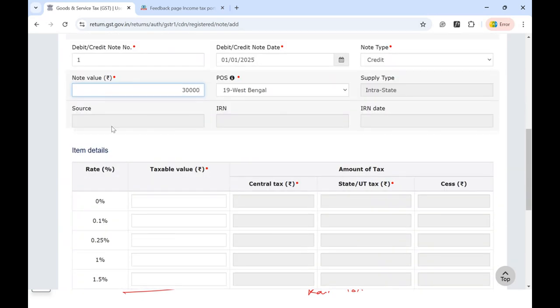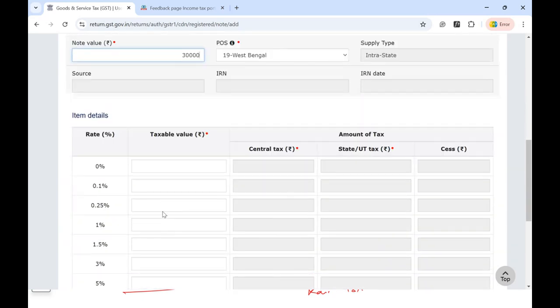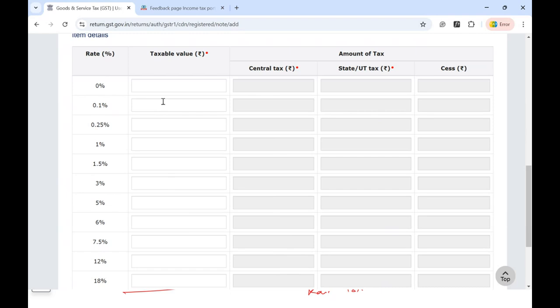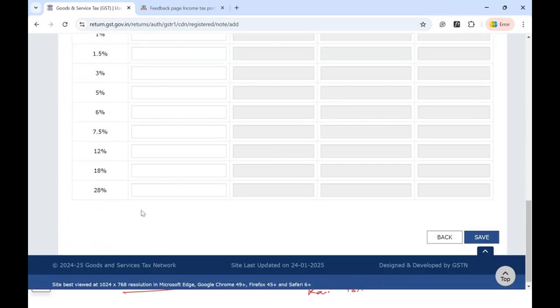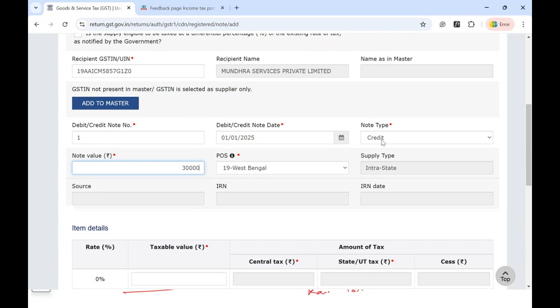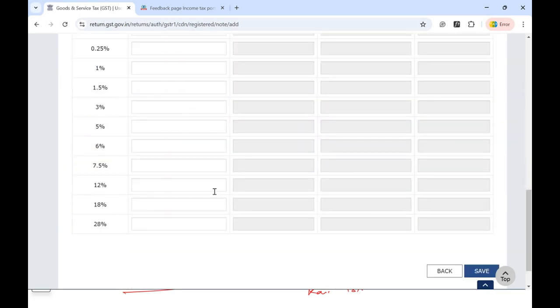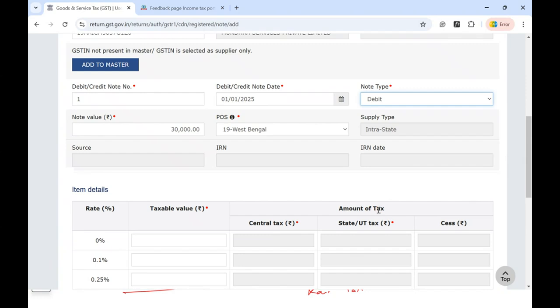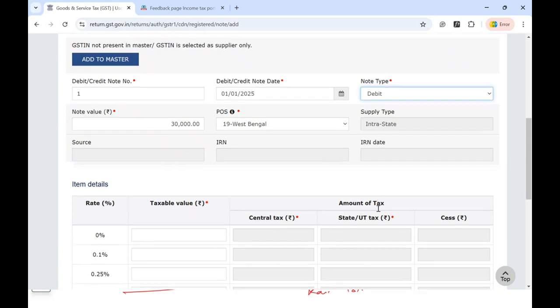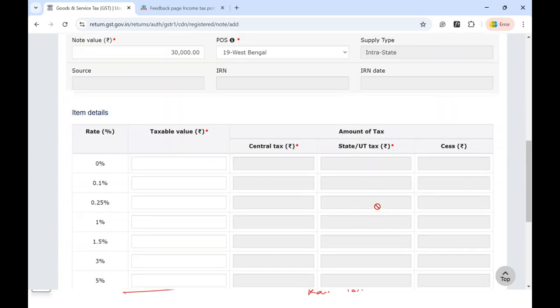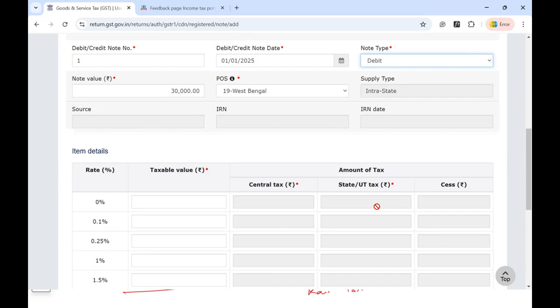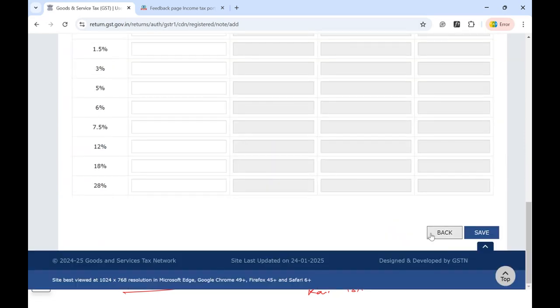Then we are required to report the amount in the respective corresponding field corresponding to the rate of GST. If it is a debit note, then we will use it as a debit note, and again we are required to provide this information. If this is a credit note, my liability would be reduced. If it is a debit note, my liability would be increased. Is it clear?